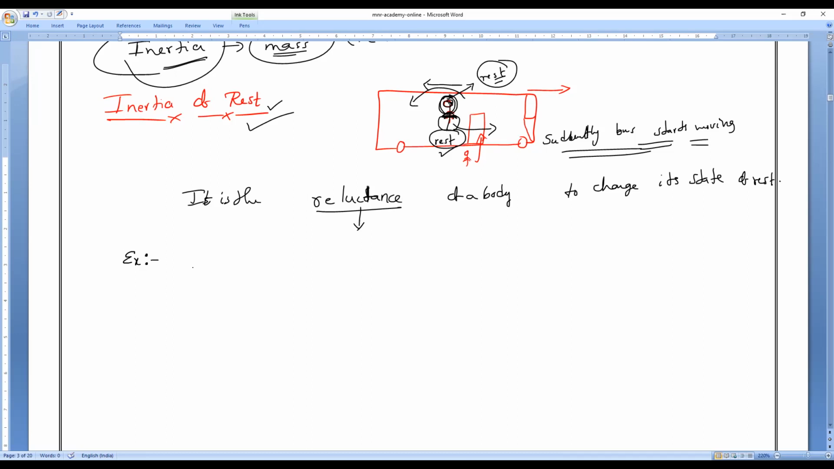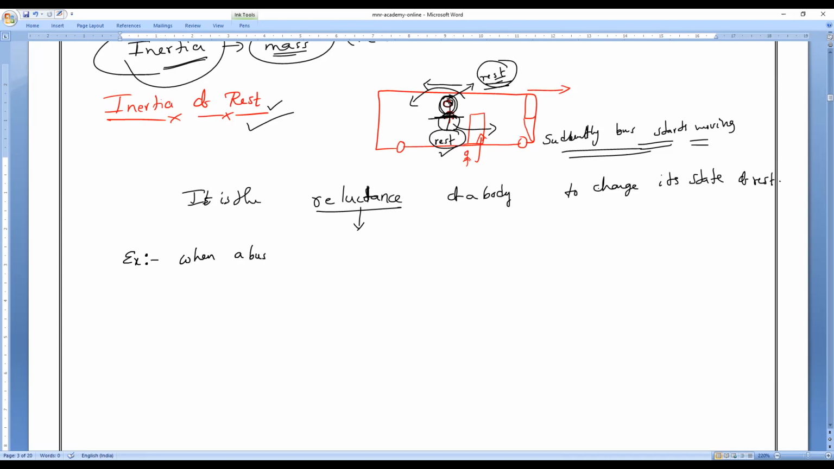Write the example: when a bus starts suddenly. Yes, Mari? Sir, it will change into rest, sir. No, actually, it's not changing to rest. Our upper part of the body will remain to maintain its state of rest, because when you climb into the bus, you are in a state of rest. Do you understand, Mari?